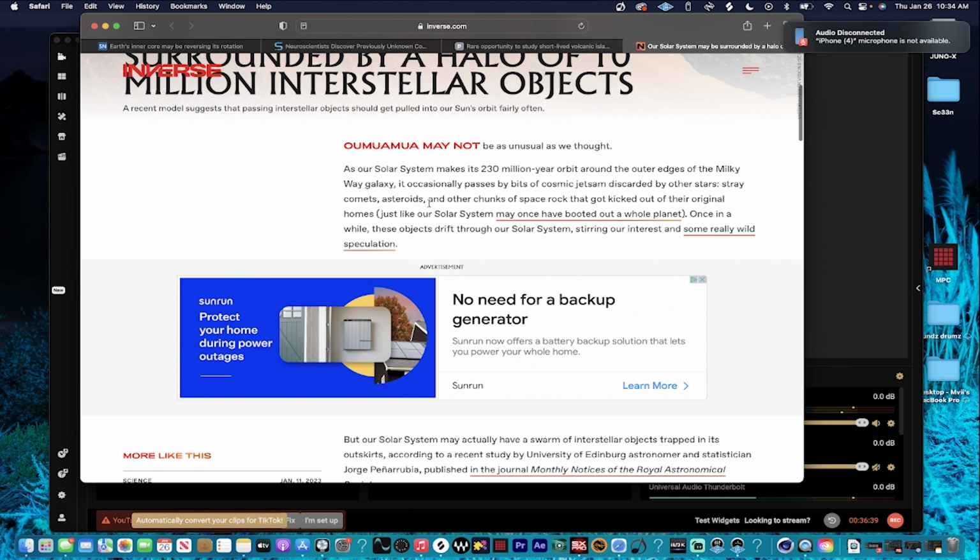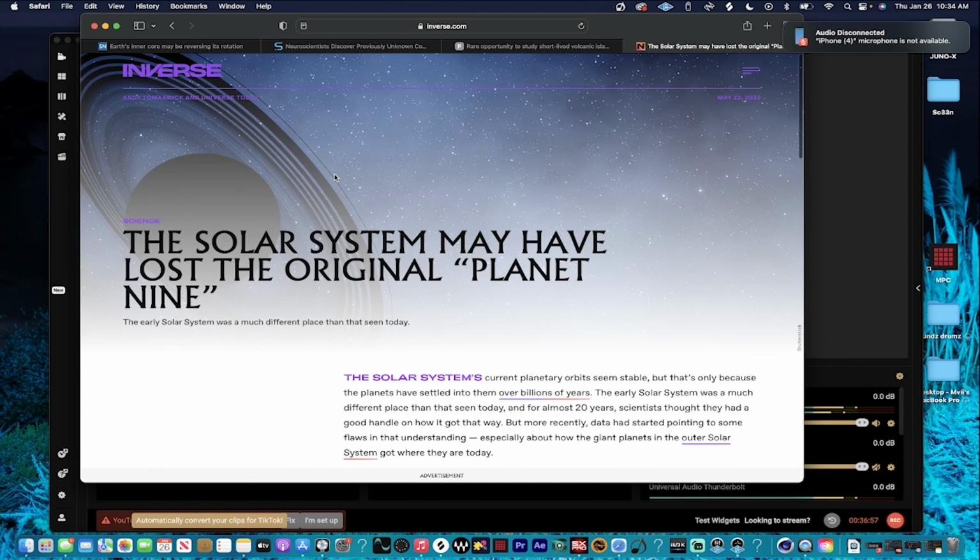Asteroids and other chunks of space rock got kicked out of their original homes. They even told you, just like our solar system may have once booted out a whole planet. Look, you see this right here?